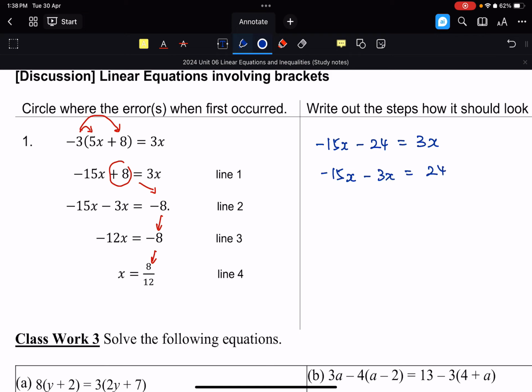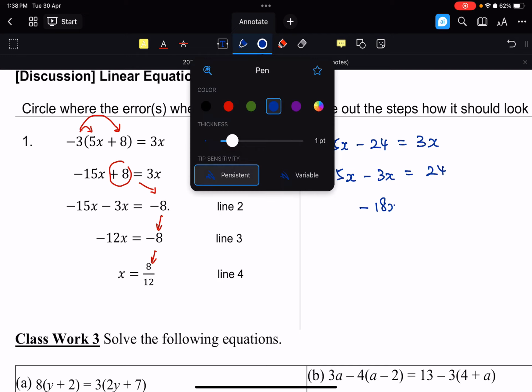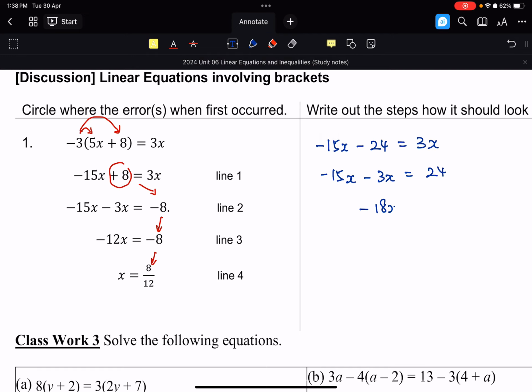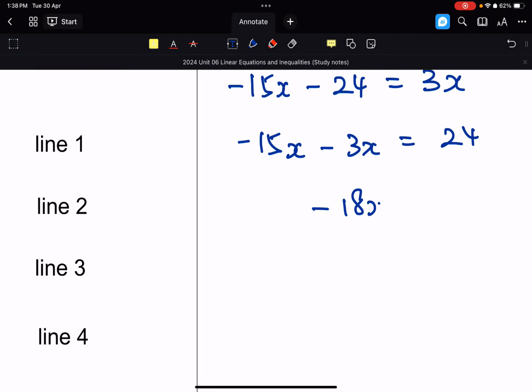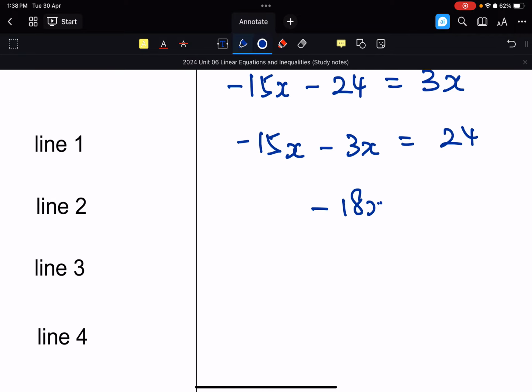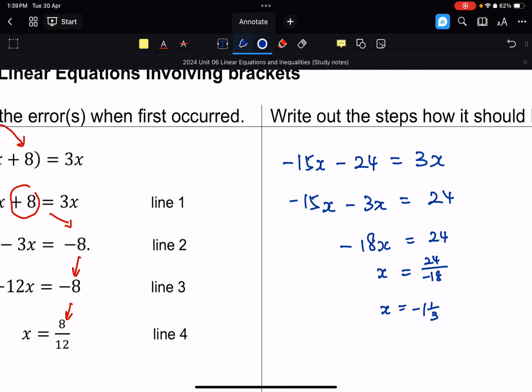So that gives us negative 18x is, oops, come on, Apple Pencil. Right, my pencil is in select mode. Right, negative 18x is equal to 24, so that means that x is equal to 24 divided by negative 18. And that works out to be negative 1 and 1/3. There we go. That's how it should actually look.